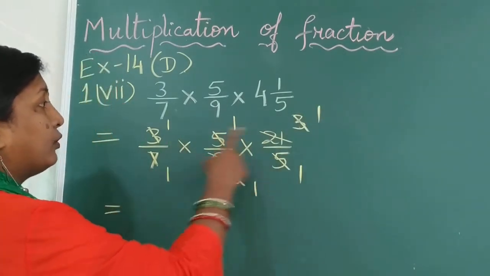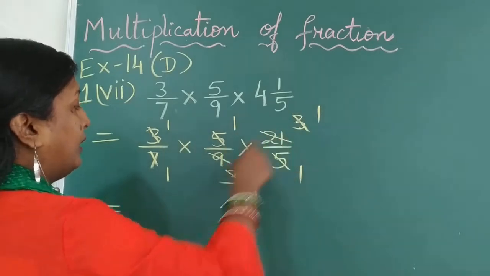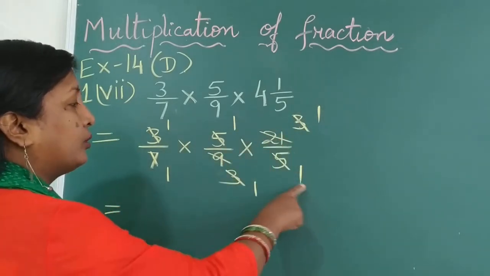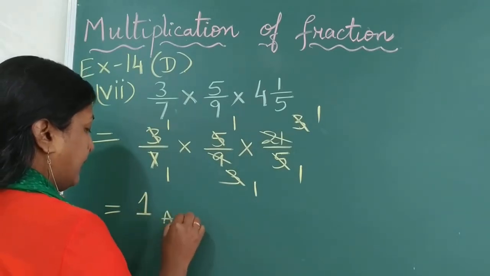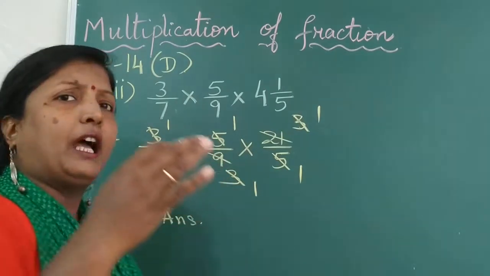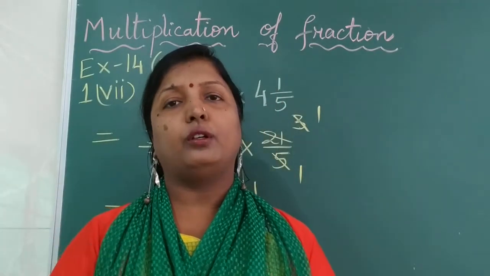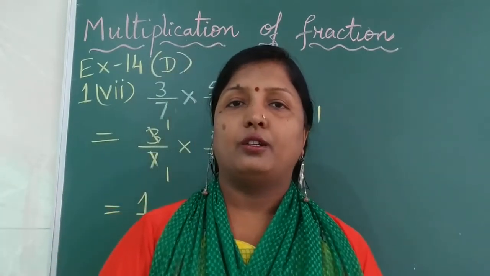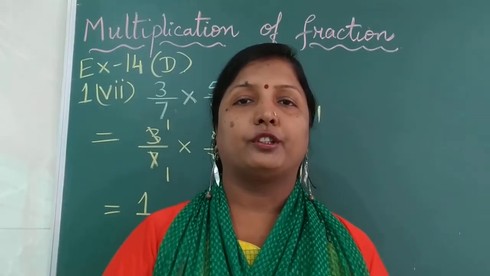So what are we left over with, children? In the numerator, we are left with 1 into 1 into 1. In the denominator, 1 into 1 into 1. So we are left with 1 as the answer. No need to write 1 by 1. It means the same, it's 1. So your answer is done. So I hope you could understand the multiplication. Now let us go to division.